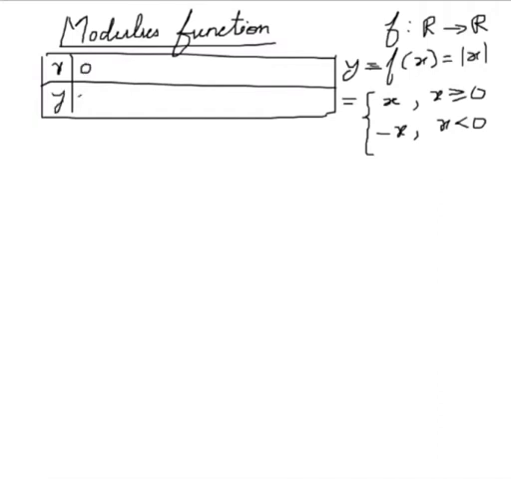If x is 0, absolute value of 0 is 0. Absolute value of 1 is 1. For 2, it is 2. For 3, 3. For minus 1, it becomes plus 1. For minus 2, it becomes plus 2. For minus 3, it is plus 3.